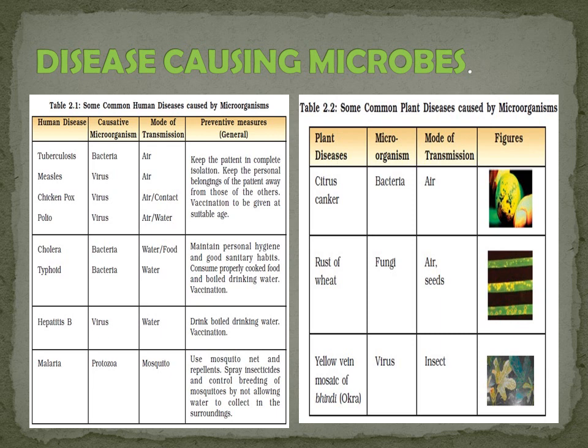The next is yellow vein mosaic of bhindi or okra. The scientific name of bhindi is okra. It is a viral disease which is transmitted through insects on the plant and it will damage the plants.